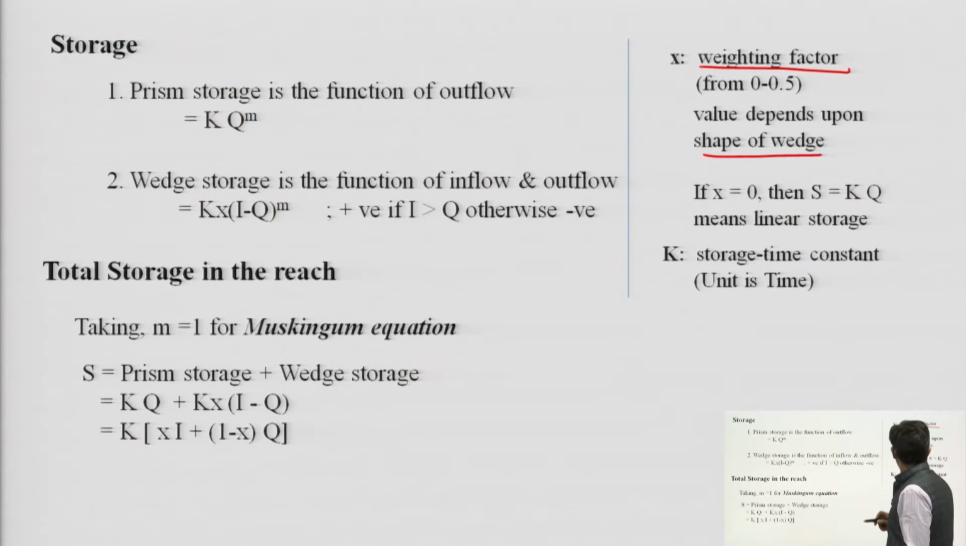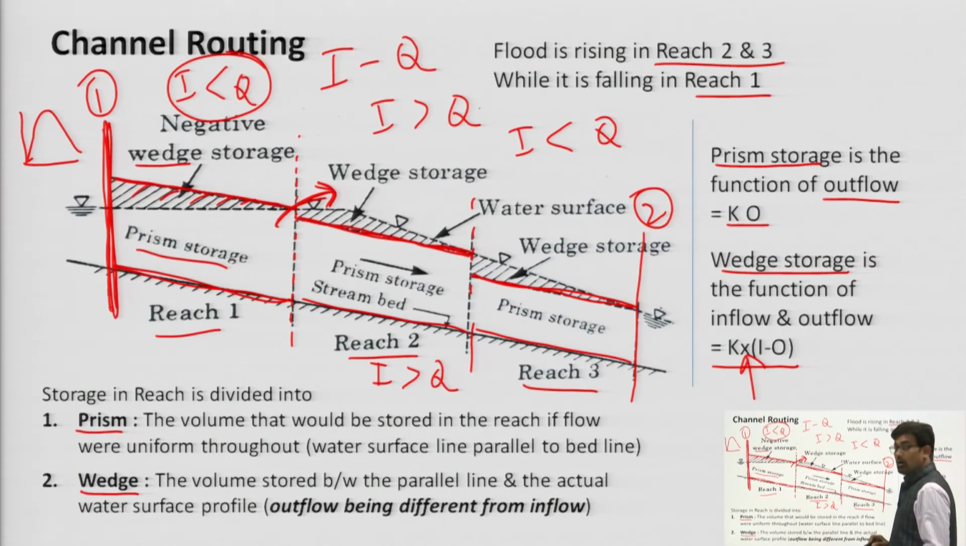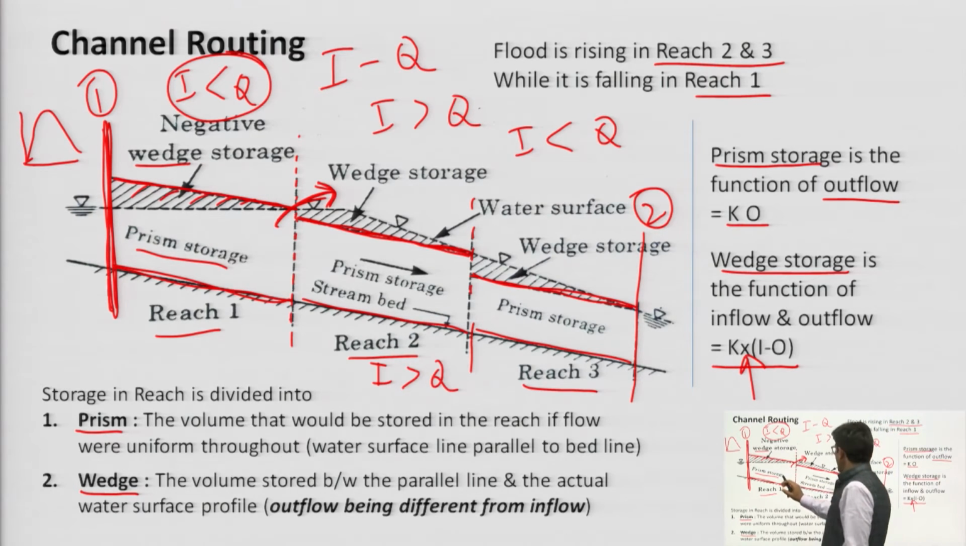If x is 0, then S, storage, we will discuss later on, and K is the storage time constant. So prism storage is a function of only outflow, and wedge storage is a function of input minus outflow.